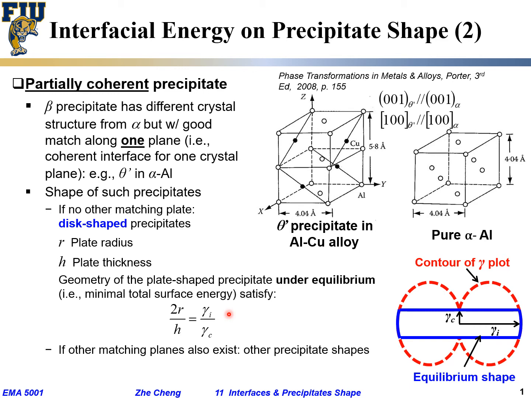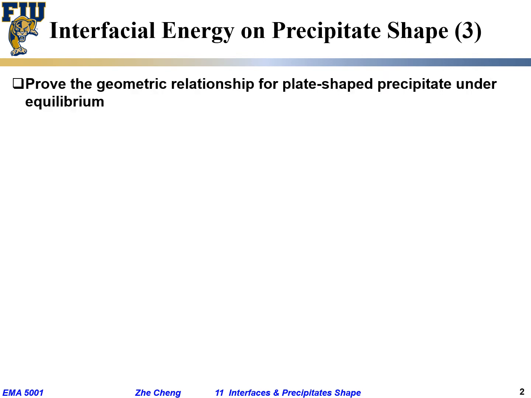That makes sense, right? If they are similar, they look more and more like a cube or even like a sphere. Make sense? If the individual energy, all this plane versus that plane, are pretty much the same, then of course dimension-wise, it looks pretty much like a sphere. Make sense? That's what this relationship is about. Okay. If there are other matching planes other than this one plane, then the precipitate would take some other shape.